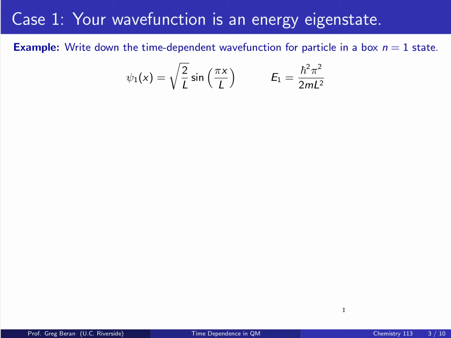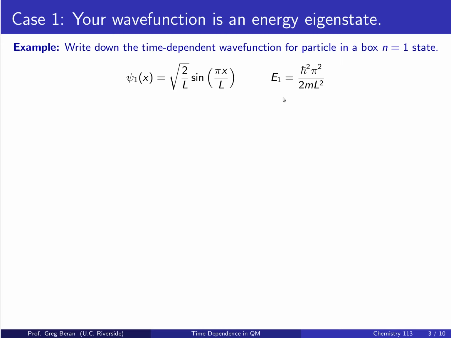So let's just do a basic example. In the simplest case, we could have something like the particle in a box, and we could write down the wave function for the n equals 1 state. So ψ_1(x) is equal to the square root of 2 over L times sine of πx over L. Now the energy for this state is ħ²π² over 2mL². Or you could also expand out the ħ to get h² over 8mL².